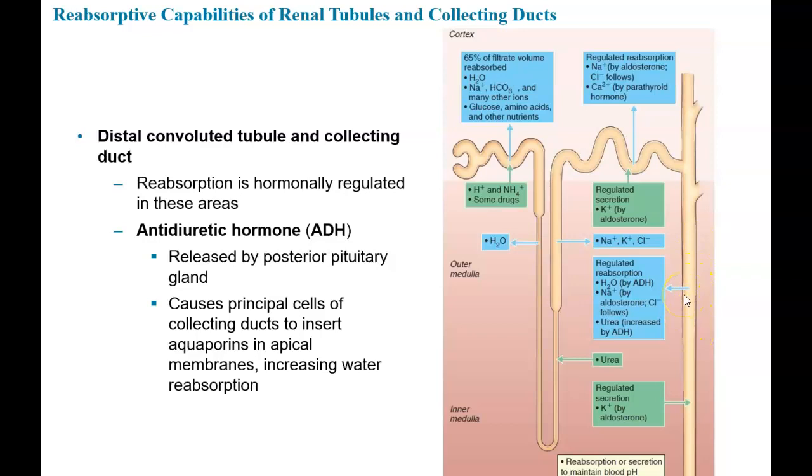So that's why when you're dehydrated, you produce less urine, because when you're dehydrated, there's a release of antidiuretic hormone, which causes more water to be absorbed. If you're fully hydrated, then obviously there's not a lot of ADH, so more water will leave in the urine.